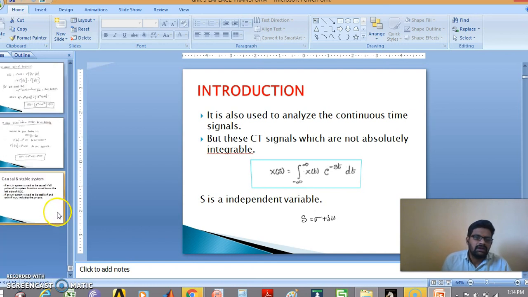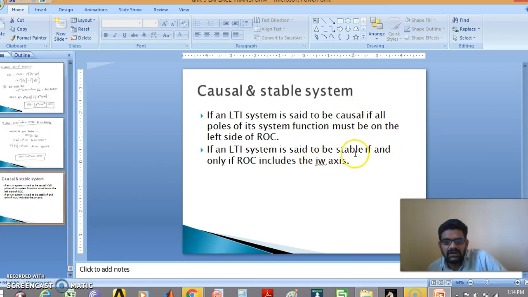Okay, so clear? With this the Laplace transform part will be over. Next session, the Z transform. Z transforms are applicable for discrete functions.